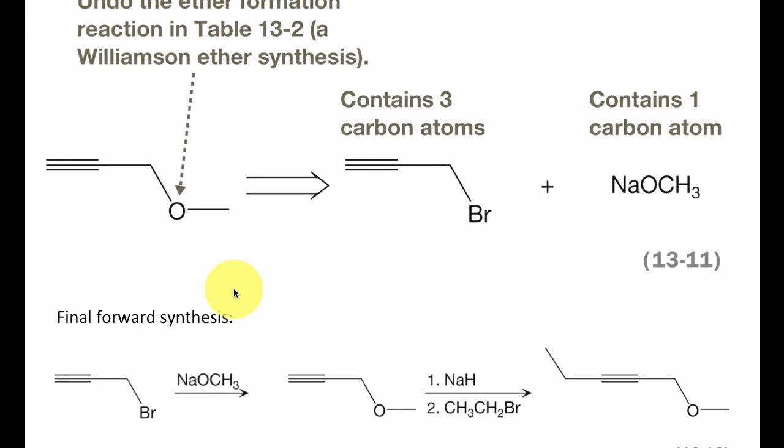So then when we put these pieces together, we find that we can start with 3-bromopropyne, treat it with sodium methoxide, do an SN2 reaction to make the ether-containing alkyne with 4 carbons, and then remove the hydrogen on the end and do an SN2 reaction to extend it to 6 carbons.